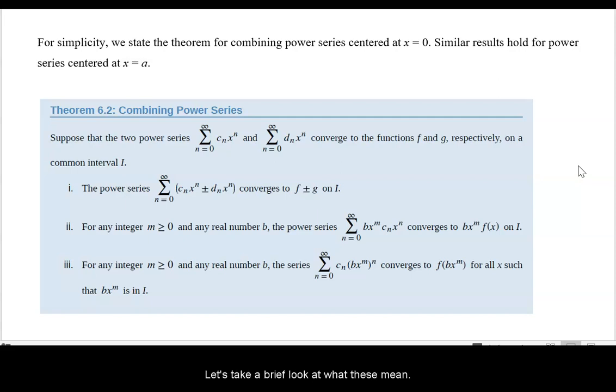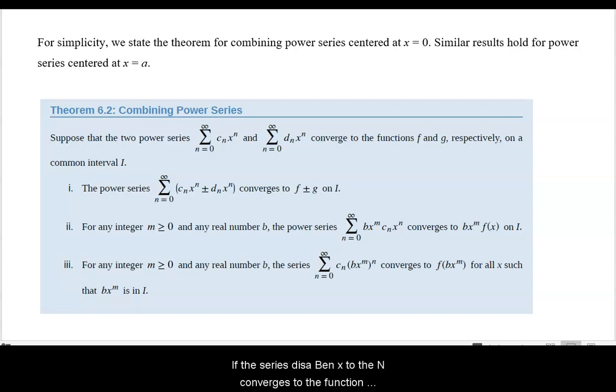Let's take a brief look at what these mean. Let's suppose that you have two power series, c sub n x to the n and d sub n x to the n. Individually and separately, they converge to the functions f and g on some interval I. Now, in this theorem, it says that the interval is common. In fact, the interval does not have to be exactly common, but there does have to be some overlap of the intervals of convergence. For example, let's suppose that c sub n x to the n converges to the function f, but only provided that x is between -2 and 1.